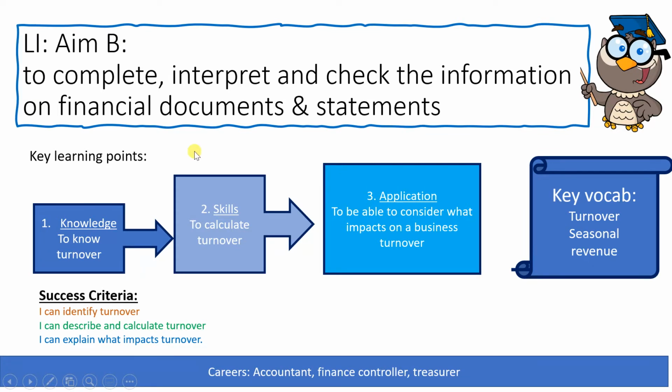Lesson 1. To complete, interpret and check the information on financial statements and documents. That's the learning intention. Basically, the first step we're going to do is go and understand turnover. We're going to understand the word, we're going to work out how to calculate turnover, and we're going to be able to consider what impacts on a business's turnover. So guess what the key vocabulary is? Turnover and seasonal revenue. Some jobs to point out to you are accountants, finance controllers and treasurers.